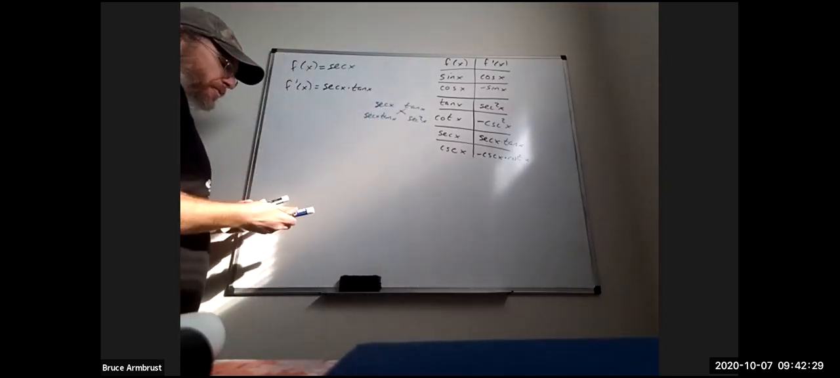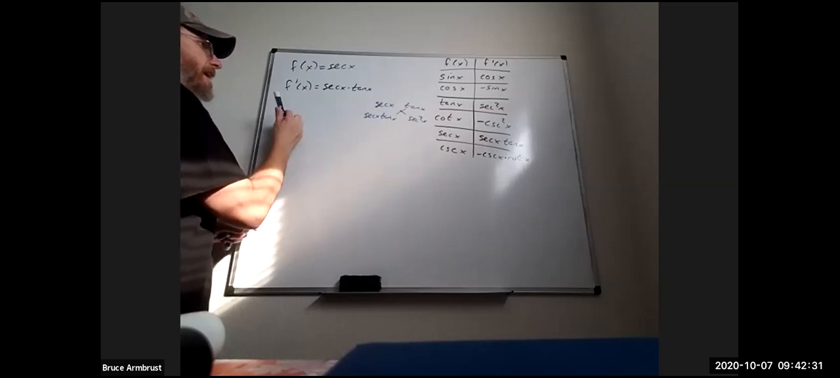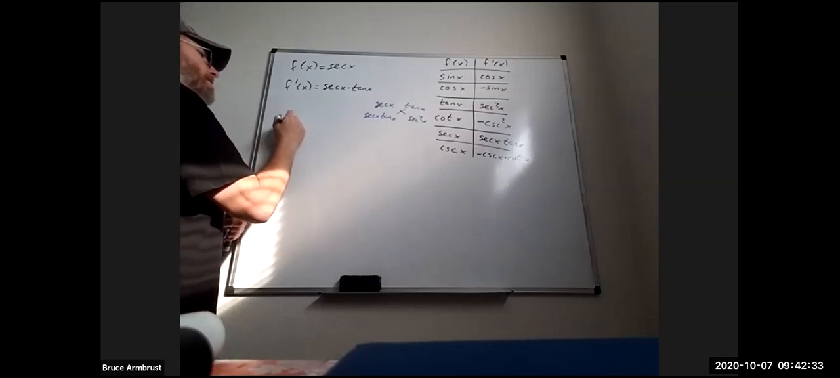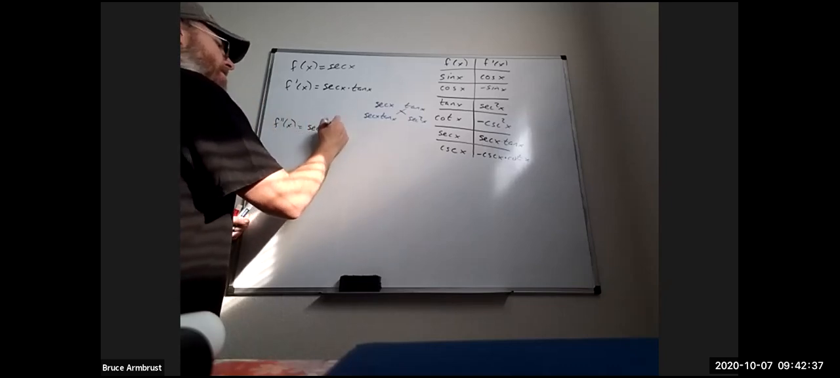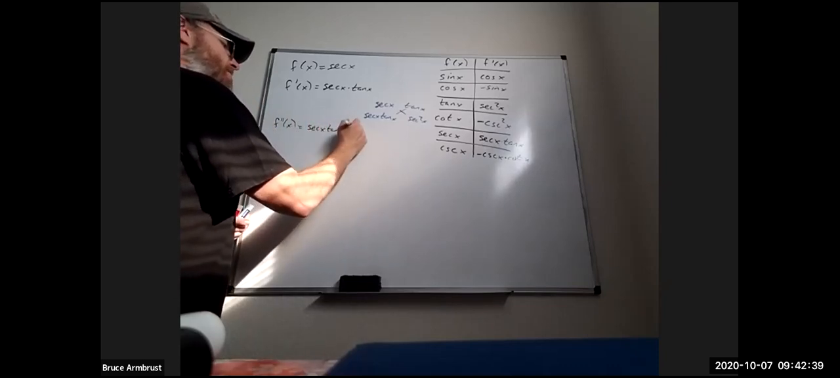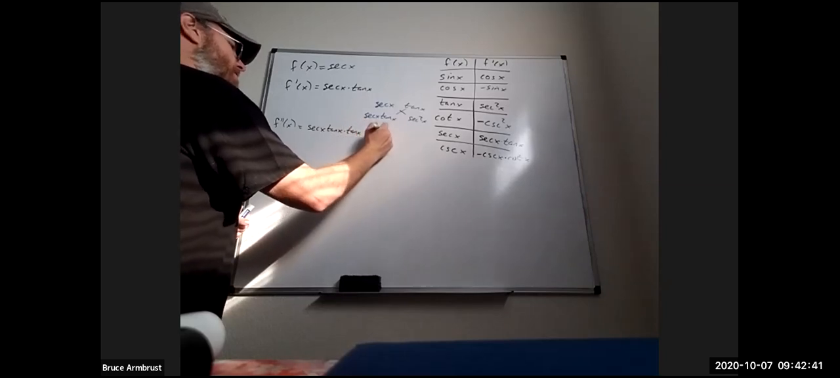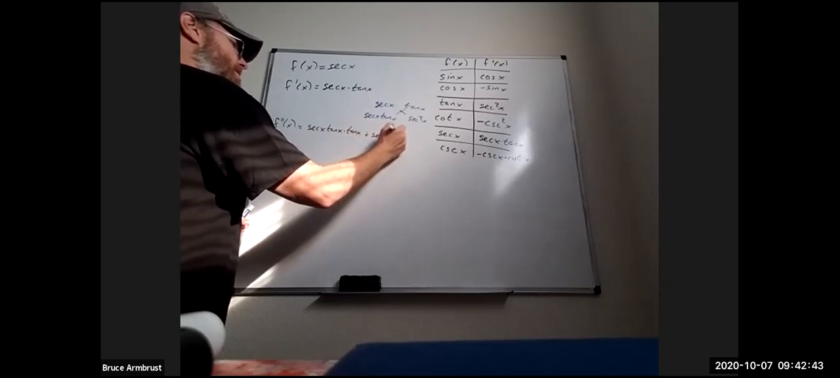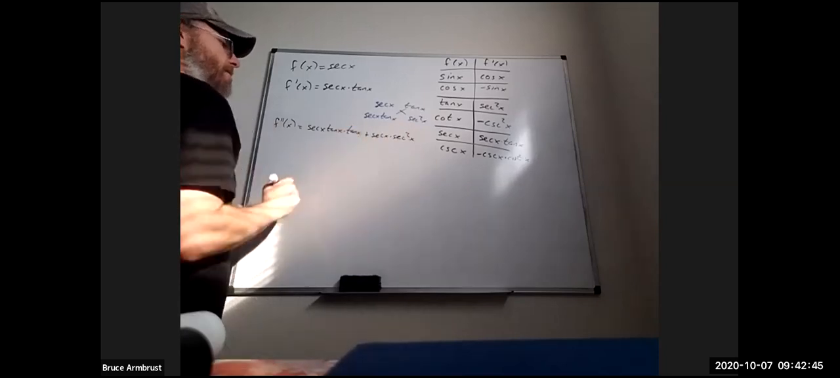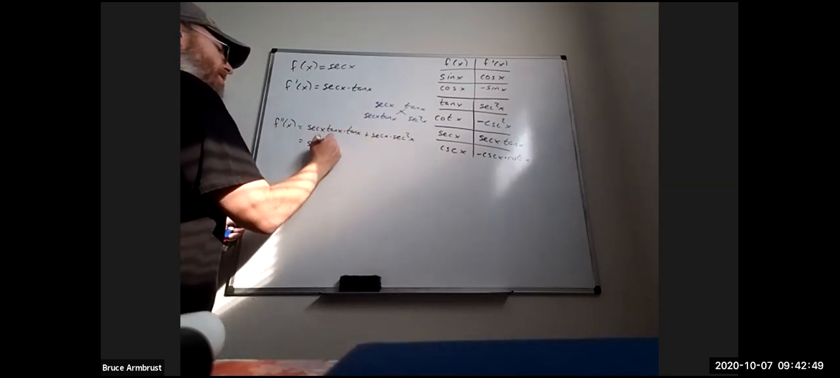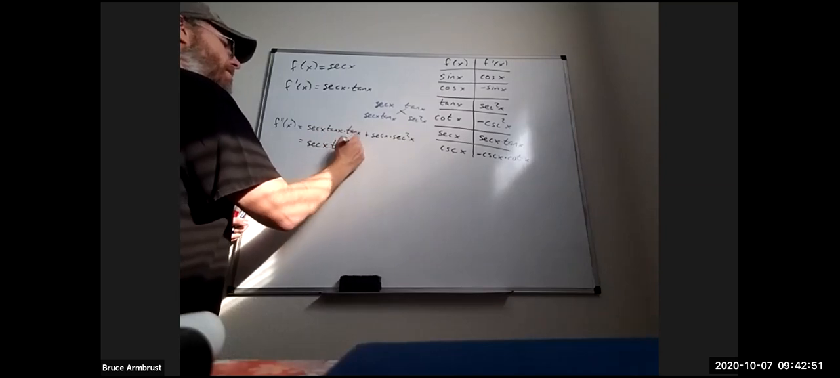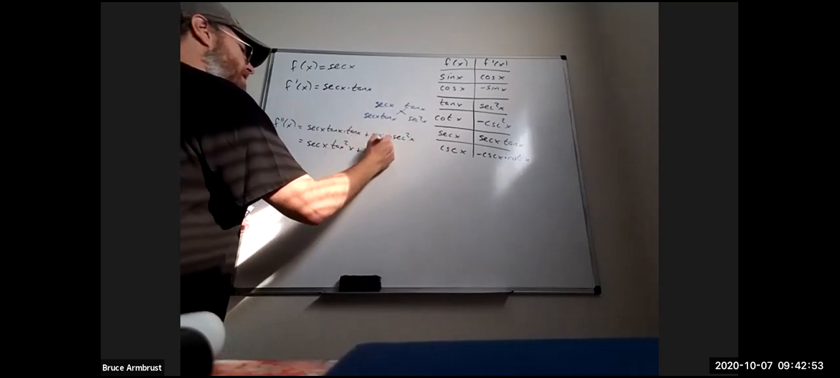All right, so we put this together. We're going to get f double prime is secant tangent times tangent plus secant times secant squared. So this is secant tangent squared plus secant cubed.